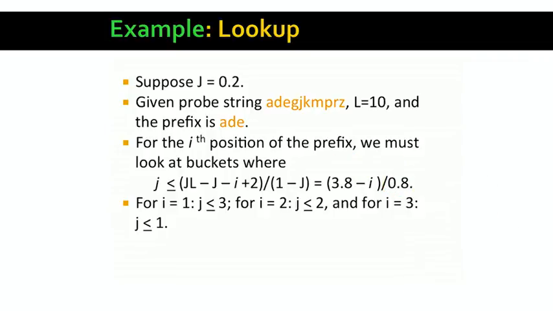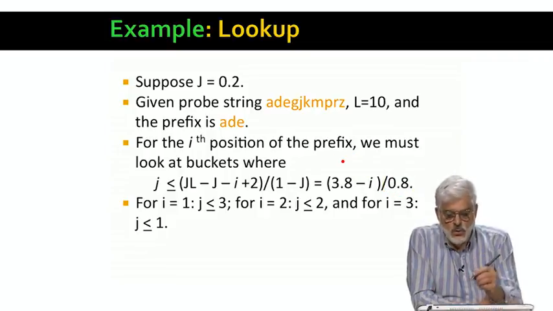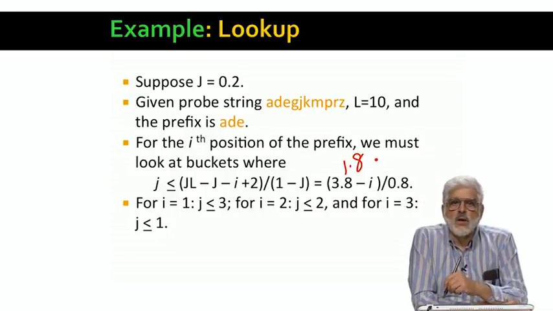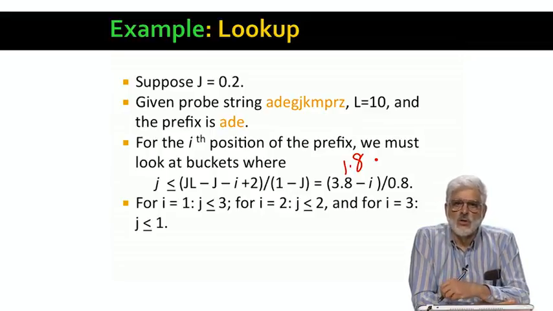Okay. For I equals 2, we get 1.8 divided by 0.8, or 2.25. Thus J has to be 1 or 2. And for I equals 3, we get 0.8 divided by 0.8, so only J equals 1 will do. Of course, I can't be higher than 3 because the prefix of the probe string is only 3 positions long. But even if we were unaware of that, we'd get a negative upper bound on J for I equals 4 or greater.